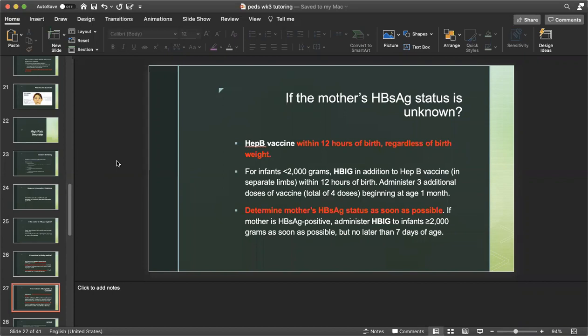And another really important thing is you need to determine the mother's status as soon as possible. So if the mother is HBsAg positive, administer HBIG to infants greater than or equal to 2000 grams as soon as possible, but no later than 1 week of age. So basically a big thing to remember for Hep B vaccines is just knowing what the mother's status is. Are they positive? Are they negative? Or do we not know? That's just a big thing to remember for these slides.